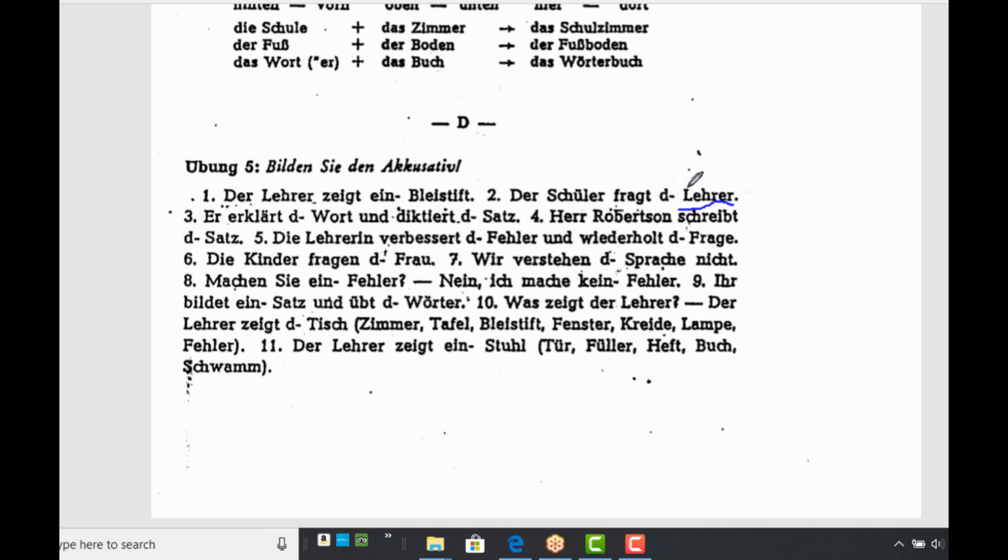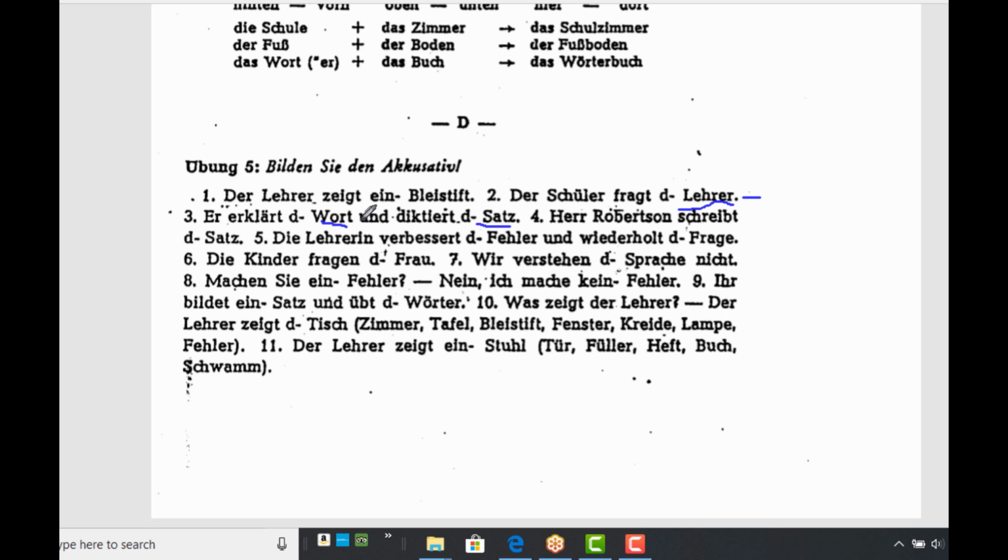How about if the sentence would be the pupil asks a teacher? What would that be? In that case, it would be einen Lehrer. So do the whole sentence. Der Schüler fragt einen Lehrer. Good. This is a neuter noun, so erklärt, what would that be? That one would be das. Yeah. Das Wort. Good. And then the last one would be den Satz.